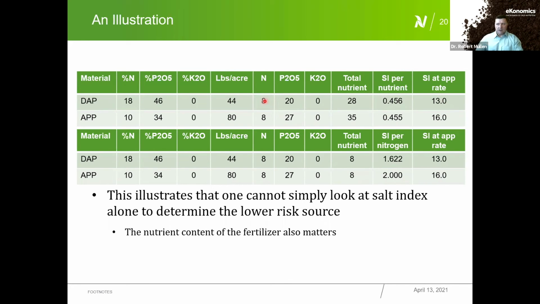I hope that's clear. And again, I don't see this used too frequently for these kinds of comparisons, but I find this highly valuable if I'm really wanting to dig into what the salt index is of different products applied at different rates.